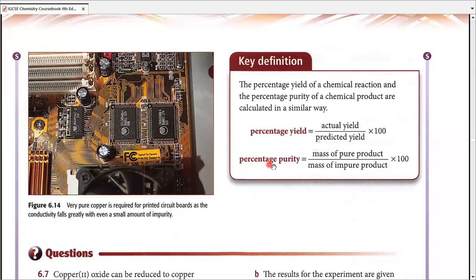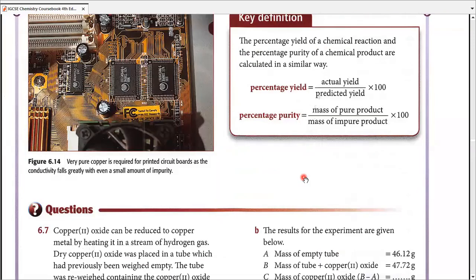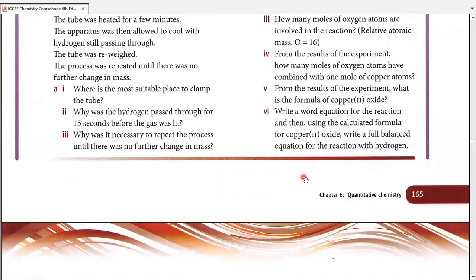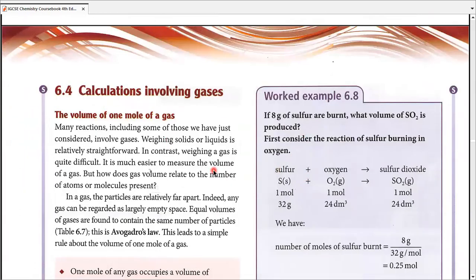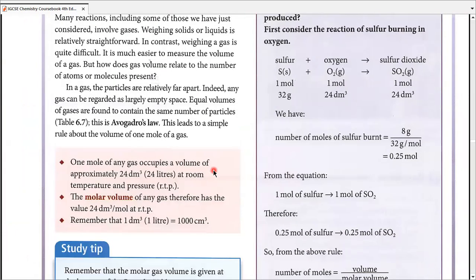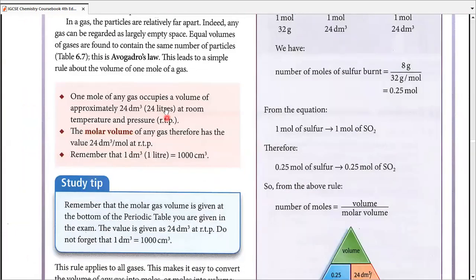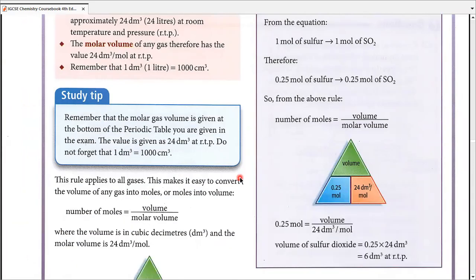So we were recently doing percentage yield. We are already done with percentage purity. At this point, the specific portion of the chapter ends, 6.3. Now 6.4 is about volume of gases, which I did previously. You already know about the molar volume or how the volume conversions work.